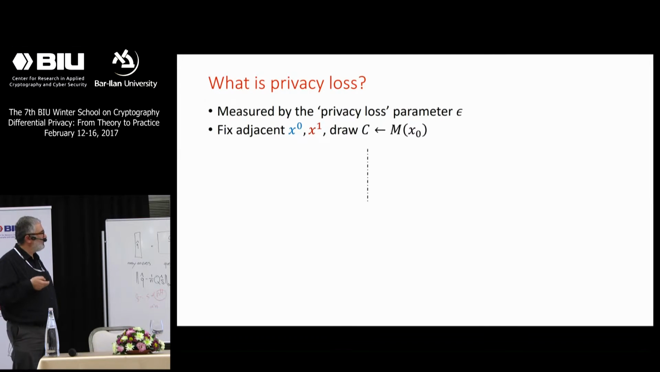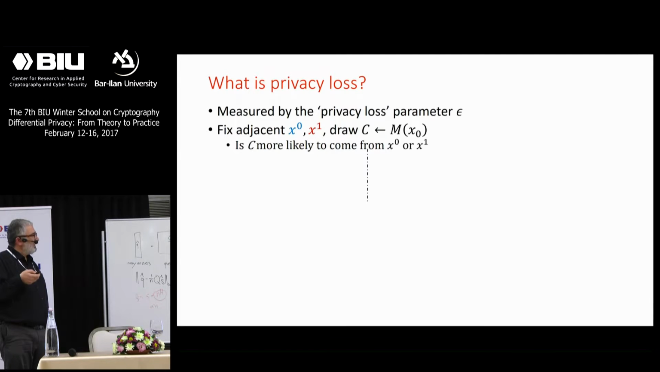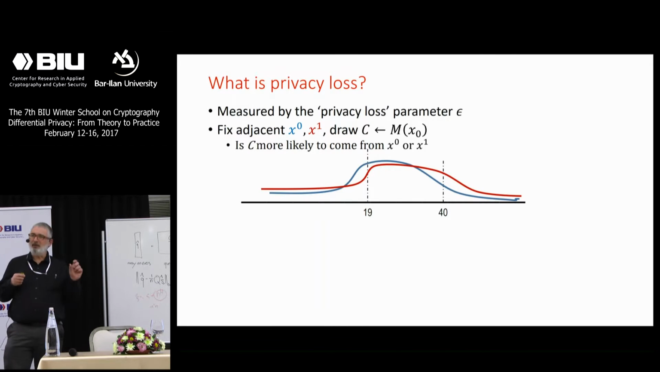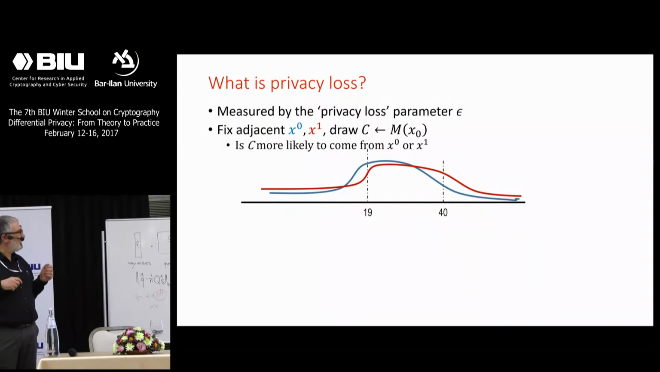So look at this. Let's choose two neighboring data sets, x0 and x1, and then apply M on x0 and draw some outcome C. Okay? We can ask, is C, this outcome, more likely to be the outcome when we apply M on x0 than when we apply it on x1? Because we applied M on x0, we expect to see outcomes that are more likely for x0 more often than outcomes that are more likely for x1. Okay? And in a sense, differential privacy requires that, although this happens, the advantage to one side, like to seeing an outcome that is more likely on x0, is not that large.